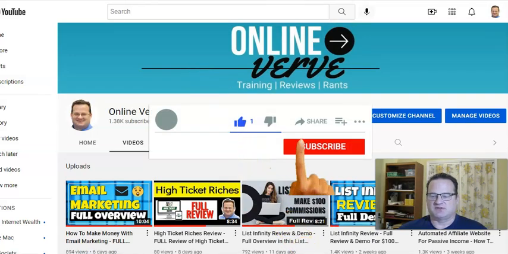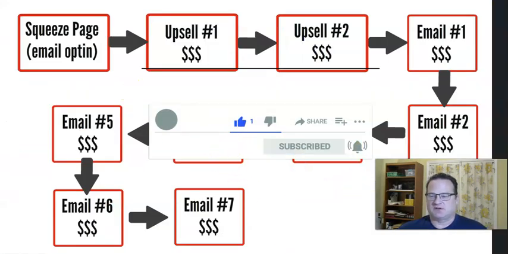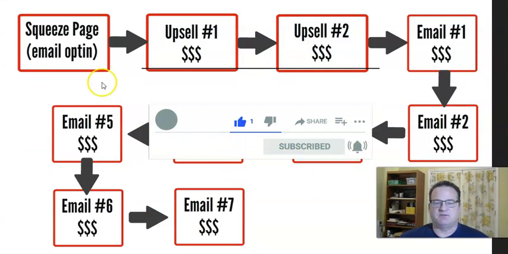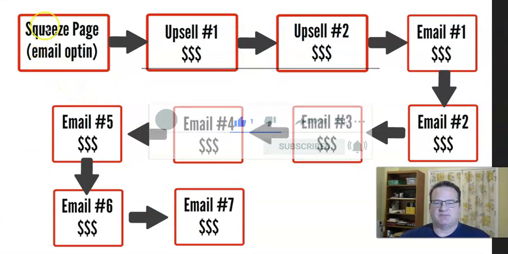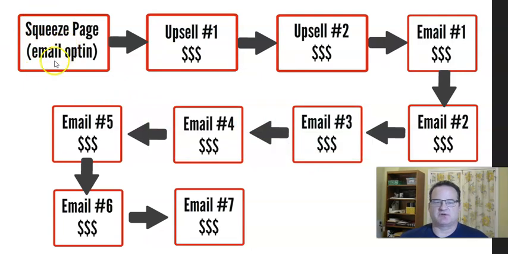So first, let's take a look at what a typical email funnel looks like. You're going to have a squeeze page or opt-in page where people give you their email. After they enter their email, you can have upsell offers. These are optional. Or you can just directly start sending out follow-up email messages. I only have 7 listed, but these can go on indefinitely. You could literally have dozens, if not hundreds, of automated follow-up emails being sent out to your subscribers.